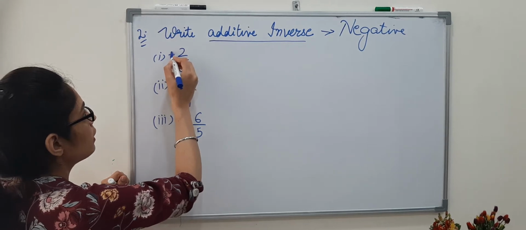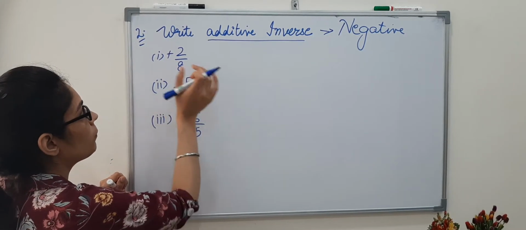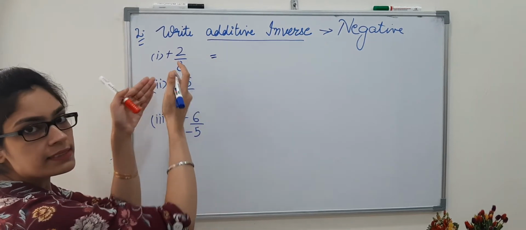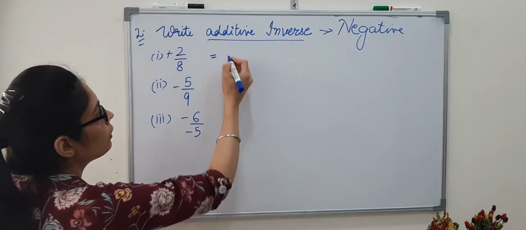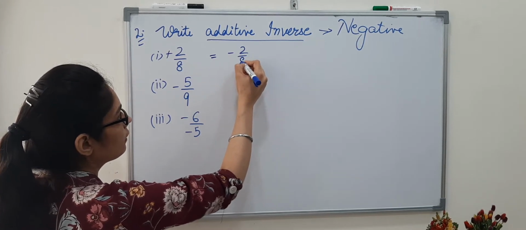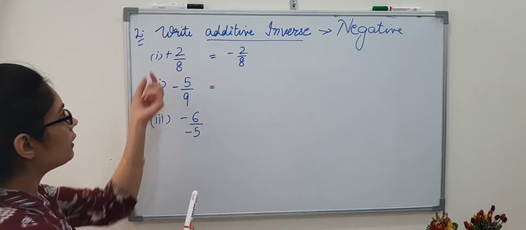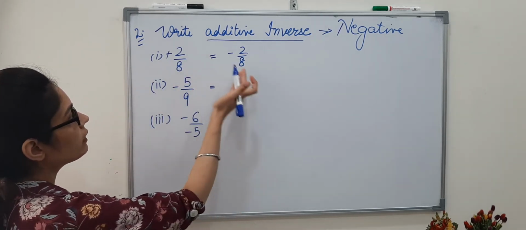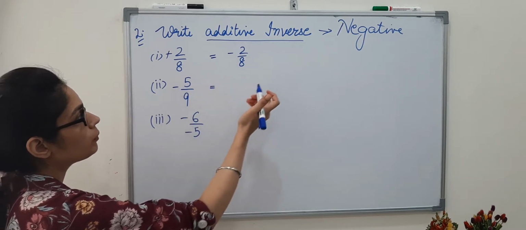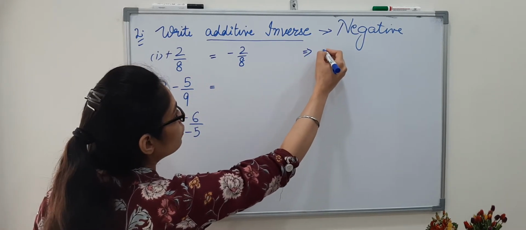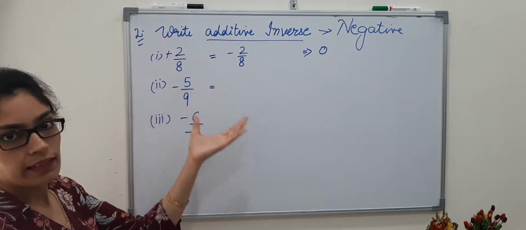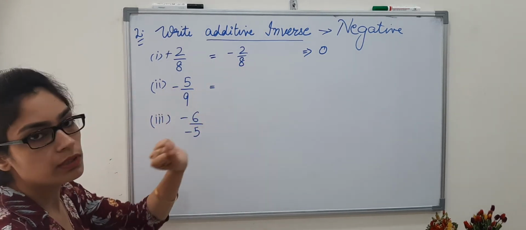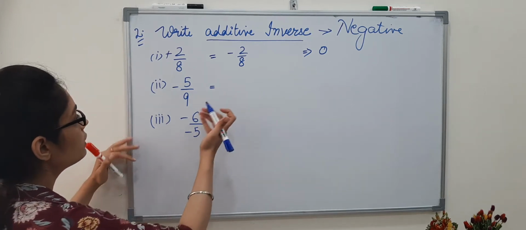See, if nothing is written, that means that number is in positive form. The additive inverse of plus 2 by 8 will be, only the sign will be changed, so it will be minus 2 by 8. Here the plus sign was there, so I have changed the plus to a minus sign. Now you can add these two also. Plus 2 by 8 minus 2 by 8, if I add these two I will get 0. If you are not getting 0 as your answer on adding the numbers, that means the additive inverse you have written is incorrect.